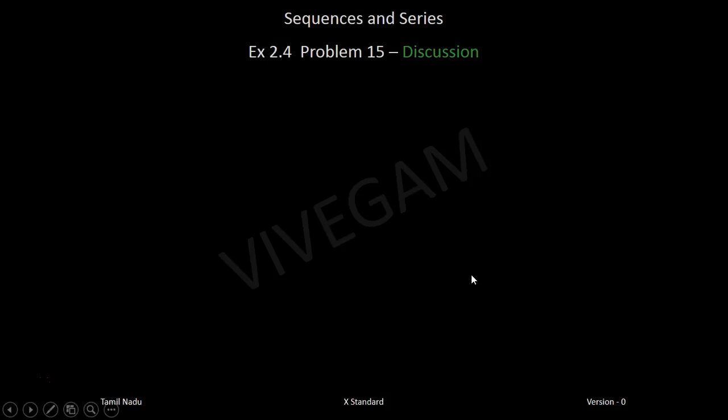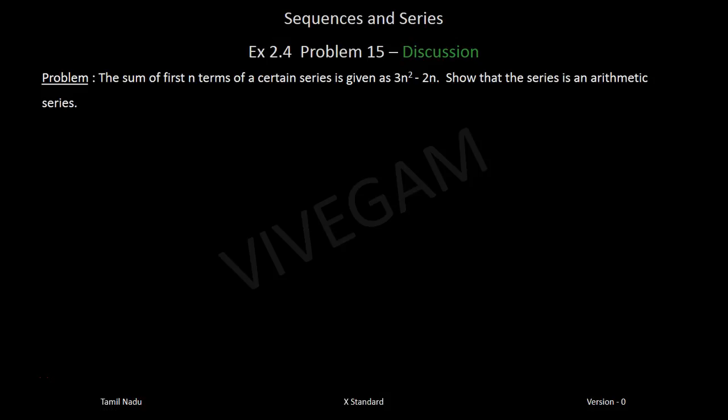2.4 Problem 15 Discussion. Let's read the problem. The sum of the first n terms of a certain series is given as 3n square minus 2n. Show that the series is an arithmetic series.